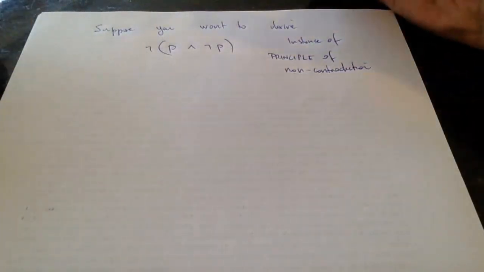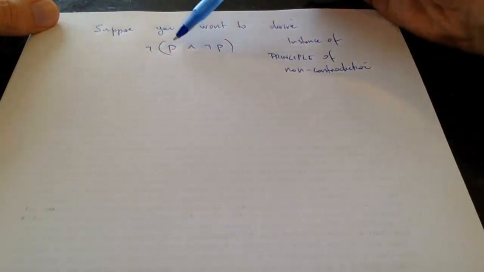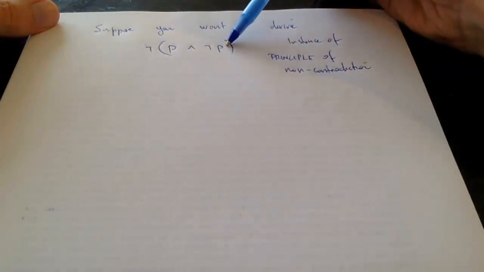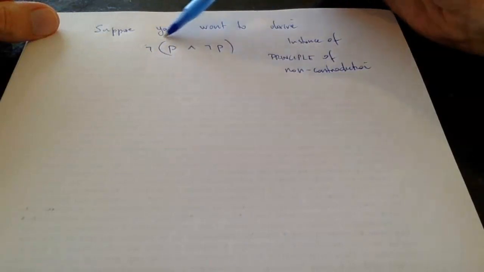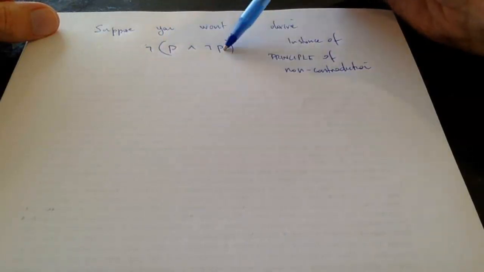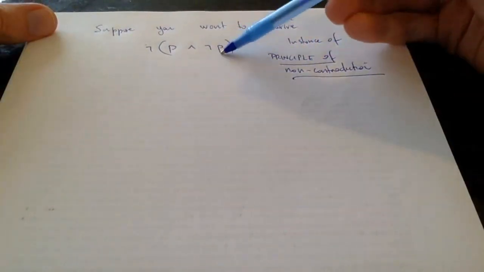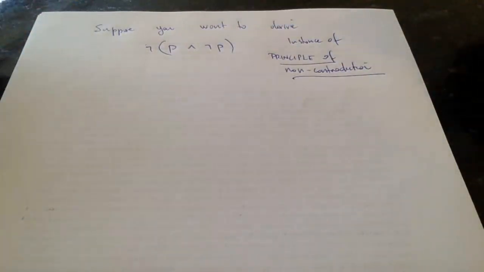And this principle says that it is not the case, so this is one negation, it is not the case that you have P and at the same time not P. So it's not possible to say P and not P. It's not possible to say I'm walking on the grass and I'm not walking on the grass. That the conjunction of one statement and its negation is not possible. So that's what the principle of non-contradiction says for any possible statement P. So how are you going to derive such a thing?